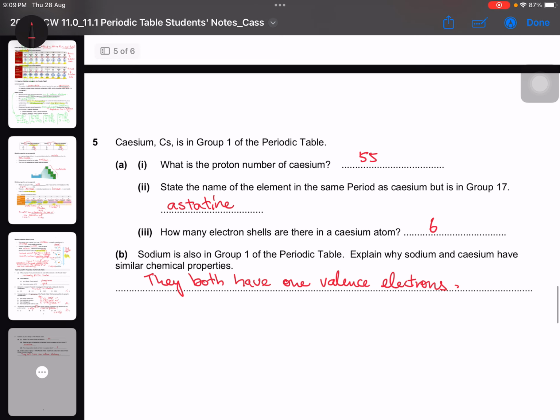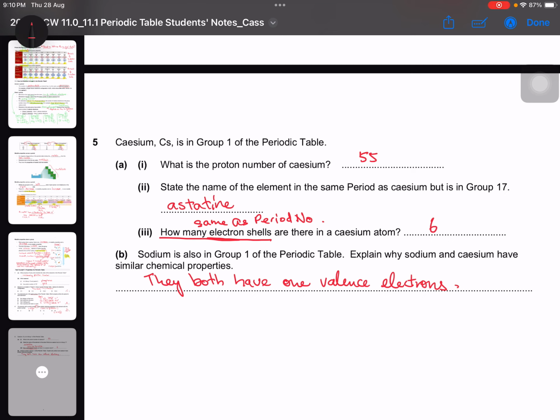Next one, proton number of cesium. You can just check the periodic table. Then, how many electron shells? We already said electron shells is shown by the period number. So you go and check what period the cesium atom is in. All right, cesium atom is in period 6. Don't forget hydrogen and helium are period 1. All right, period 1 is hydrogen and helium.